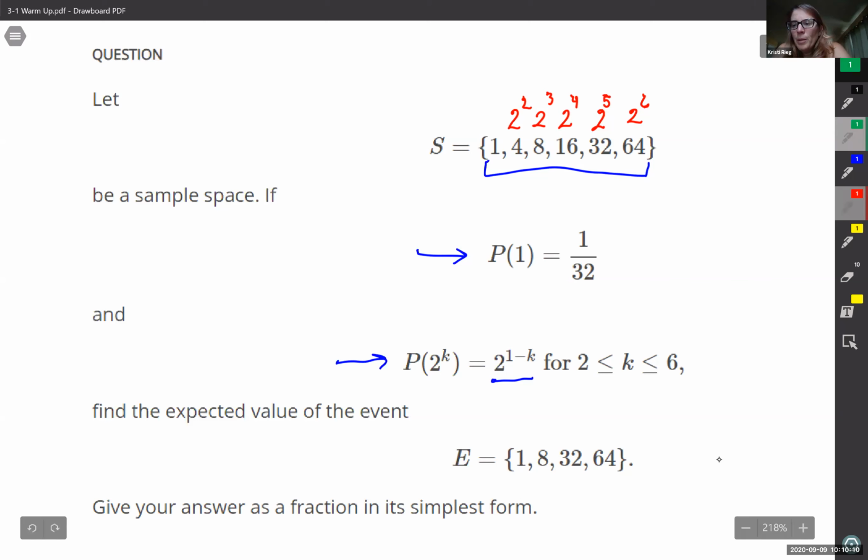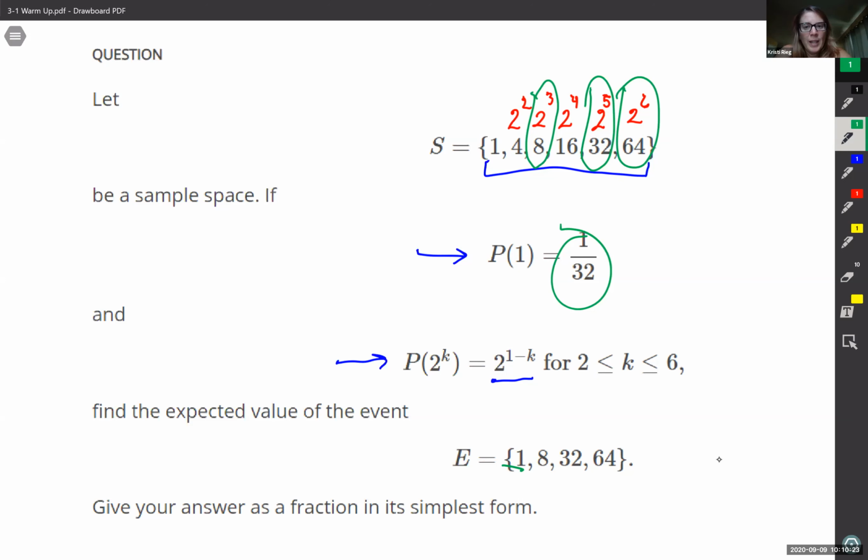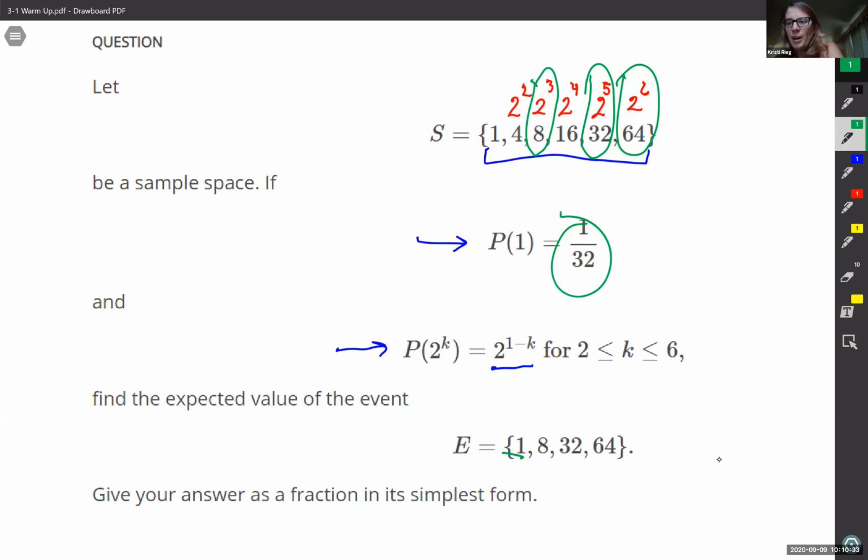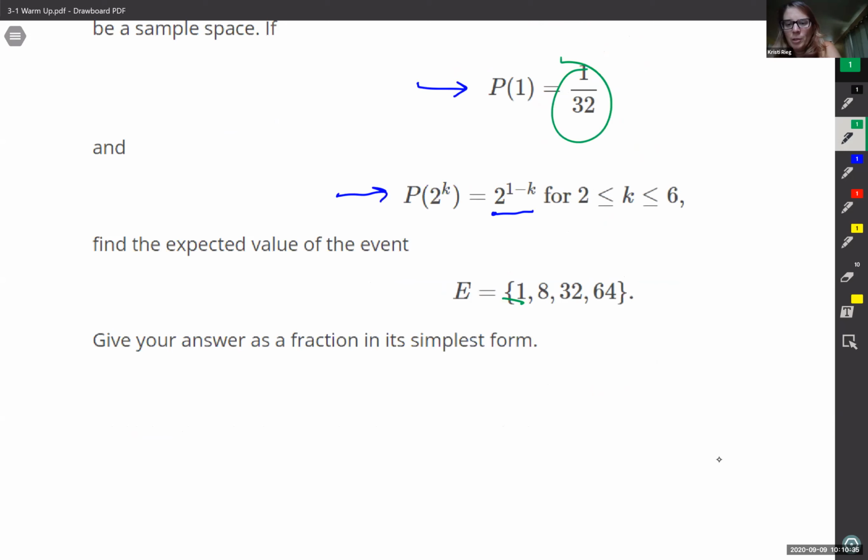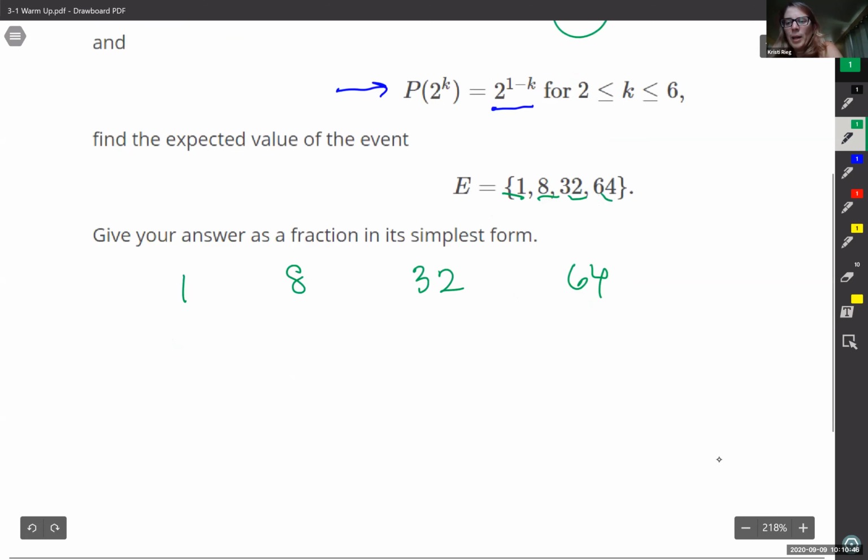Okay, so for this problem, we want 1, which we already have. And then we want to use 8, so we're going to use this for the formula, 32, and 64. Those are the numbers that we're finding the expected value of. So in order to find our expected value, we are going to take our numbers. Let me do the numbers in green: we have a 1, an 8, a 32, and a 64. And then I'll scroll back up when I need that.